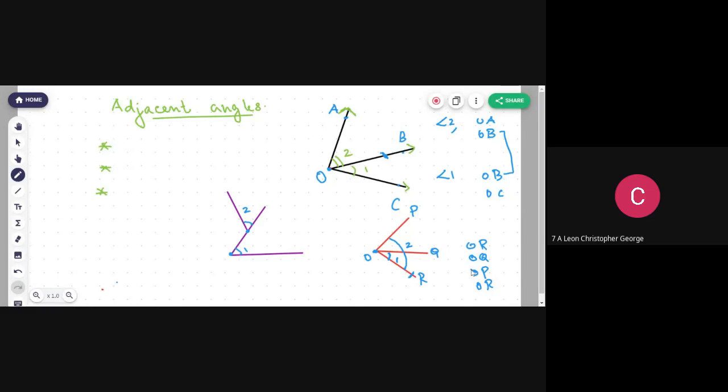Any name you can give. No problem for the names. Okay. So A and C can be taken. Any name you can give. Here also you can give A, B, C. Okay.